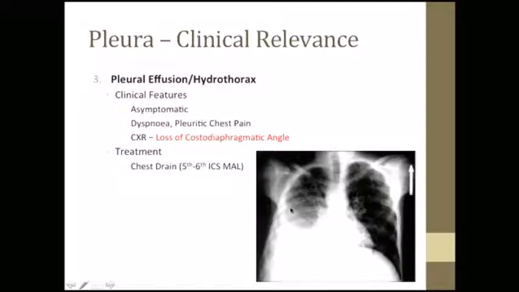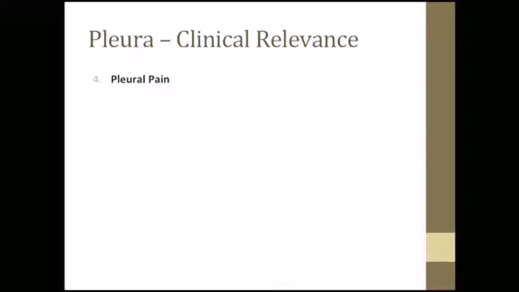So the treatment is quite similar to that of a pneumothorax. You insert a chest drain in the 5th to 6th intercostal space mid-axillary line. This time you point it downwards or inferiorly. So pleural pain is the next thing I'll be going through.